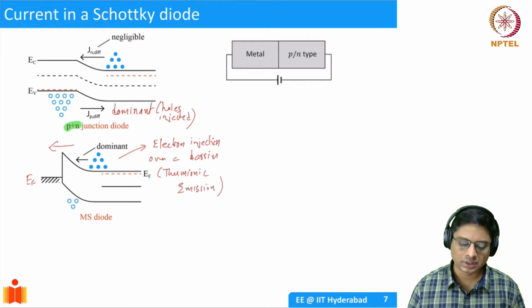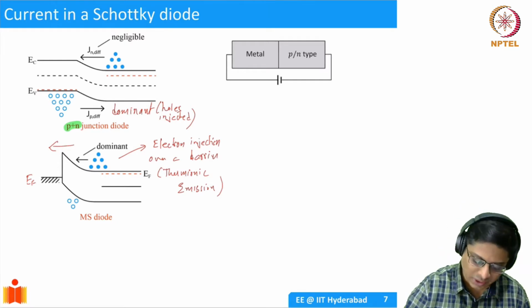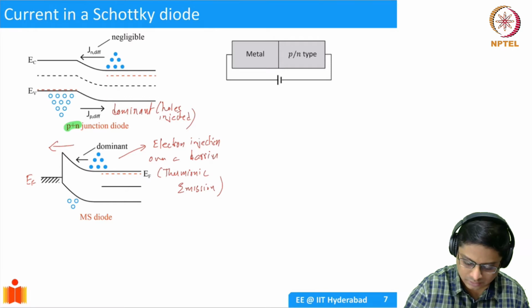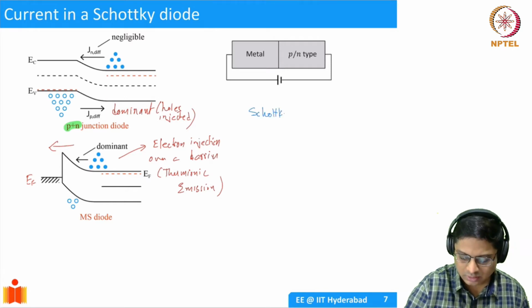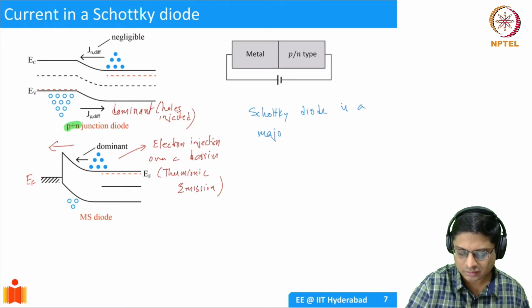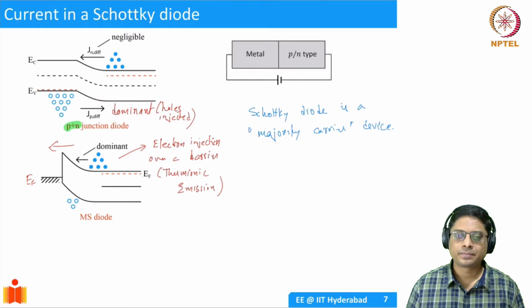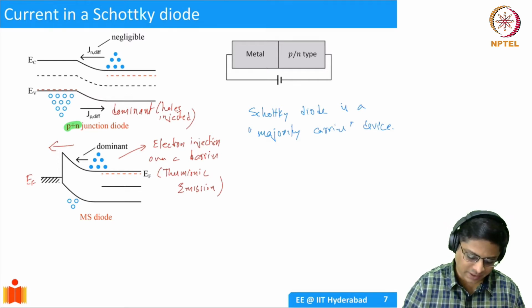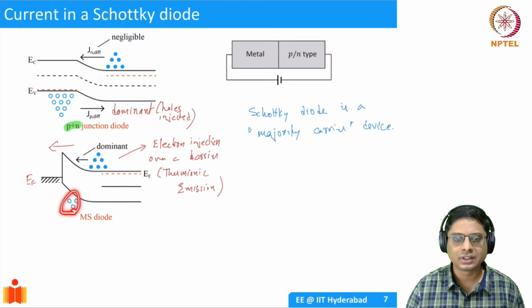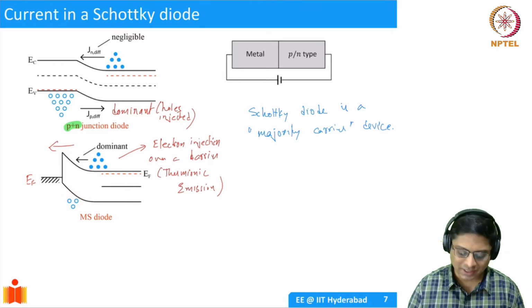And also, Schottky diode is a majority carrier device in a way. Okay. Why do we say this? The reason is there are going to be a finite number of minority carriers, but how will they move? Will they carry current? Well, to carry current, what should happen?